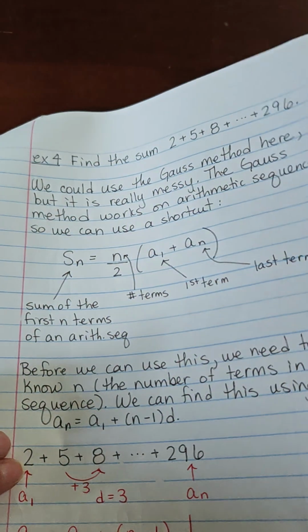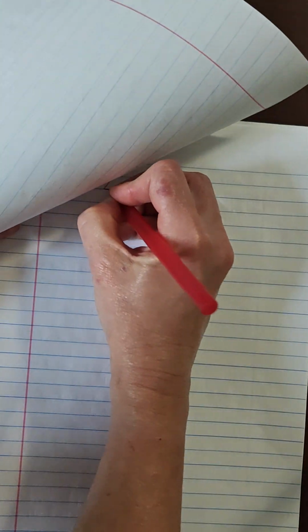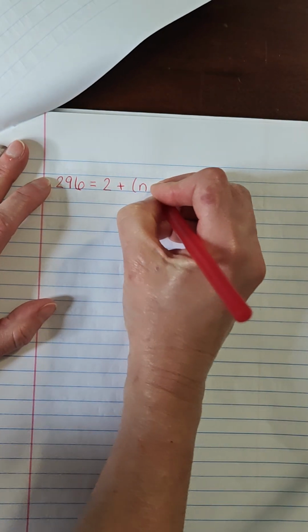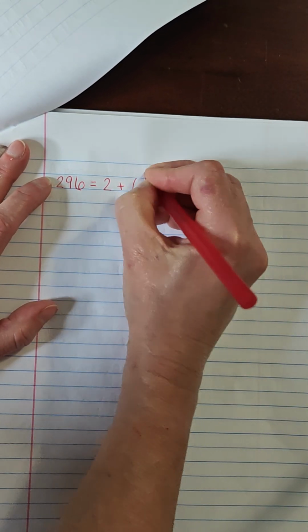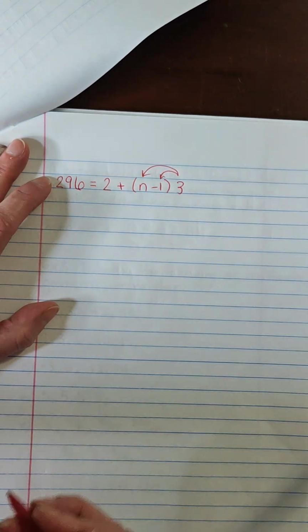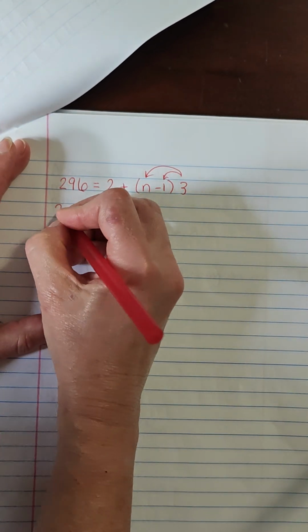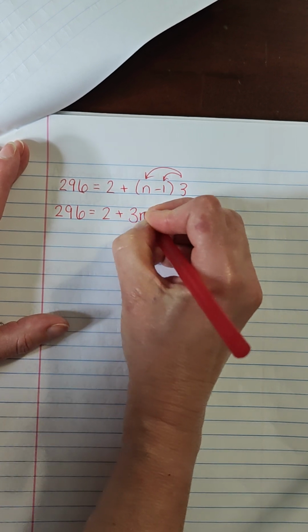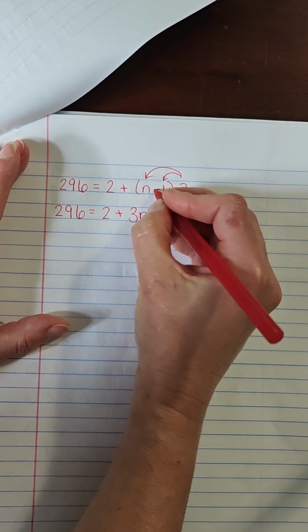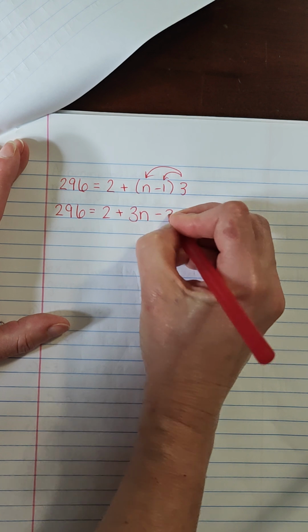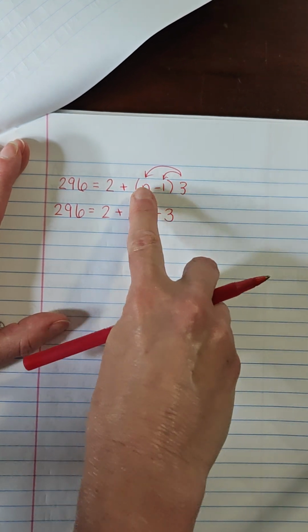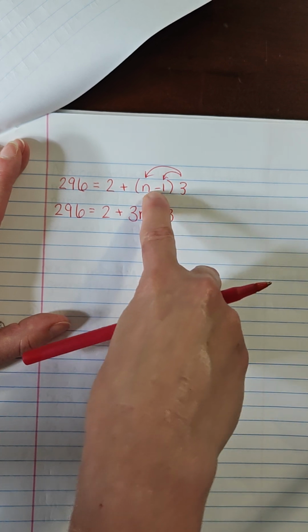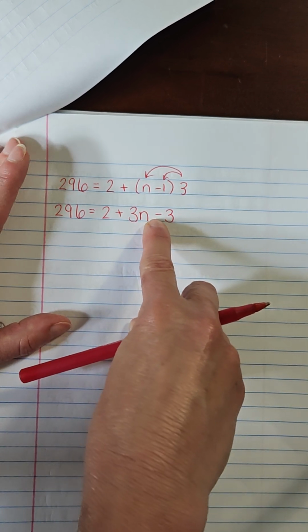Okay, so I get 296 equals 2 plus, I'm just going to rewrite it here because I can. All right, so I'm going to distribute that 3 throughout there. So that's 296 equals 2 plus 3 times n minus 3 times 1. So 3 times n is 3n. 3 times 1 is 3, and that minus right there carries down.